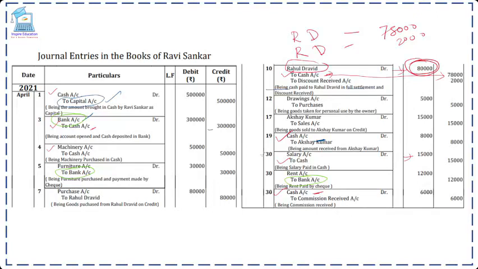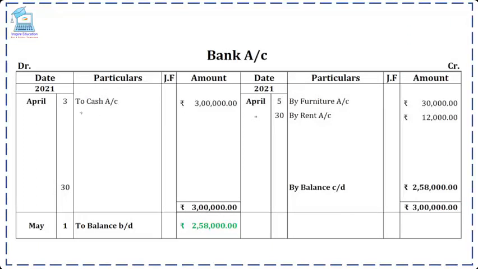First entry is the bank account to cash. What will be the entry? Bank is debit. So in the debit side, we will post bank to cash. First entry was bank to cash, right? So it is in the debit side. So we will post in the debit side. And the corresponding account will write to cash 3 lakhs.